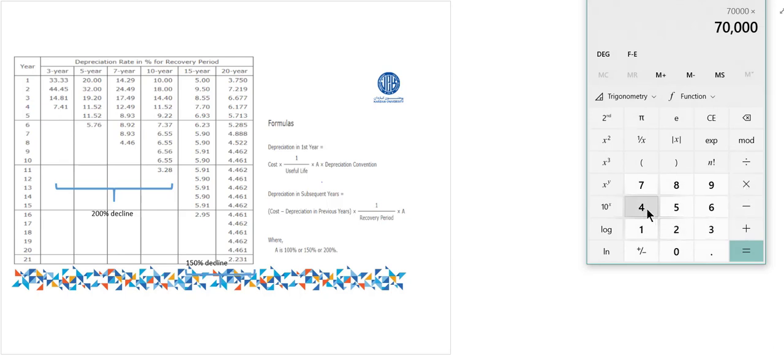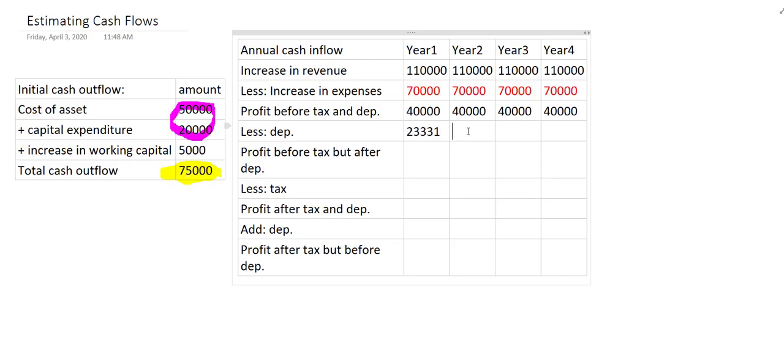Multiply to 44.45, which is equal to this much. Now divided by 100. Why? Because that was a percentage, right? Amount is equal to 31,115. Okay, now let us mention in our example 31,115, right? This was the amount for the second year.